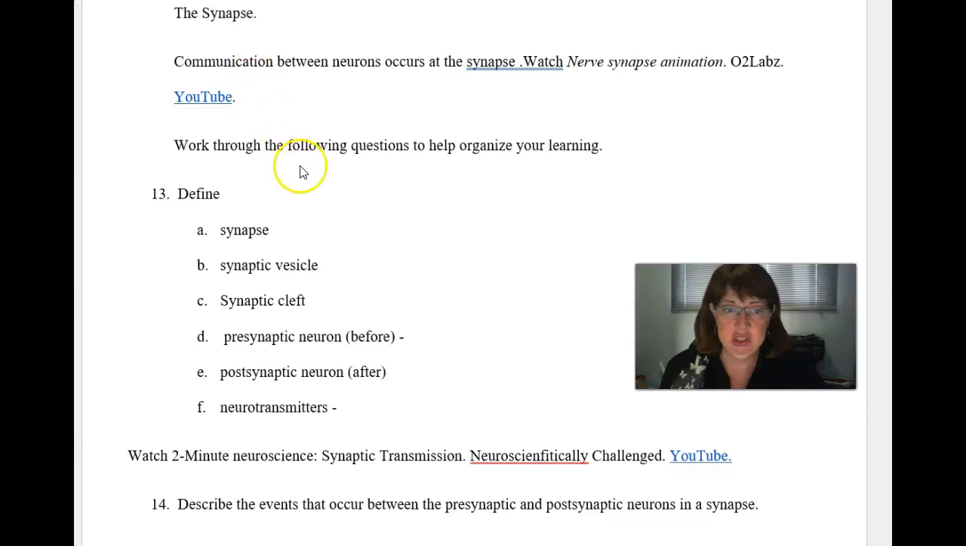So we are going to look at what's going on, and I want you to pay attention to what a synapse is, what a synaptic vesicle is. Then you've got the synaptic cleft. Then there's the presynaptic neuron, which is the one before the synapse, and the postsynaptic neuron, which is the one afterwards. And then something called a transmitter or a neurotransmitter. So I want you to pay attention to those, define them, and then also notice what their part is in the process of the synapse.